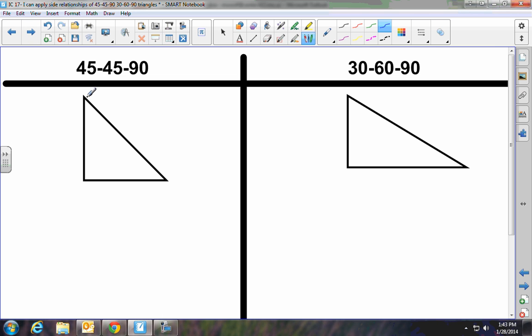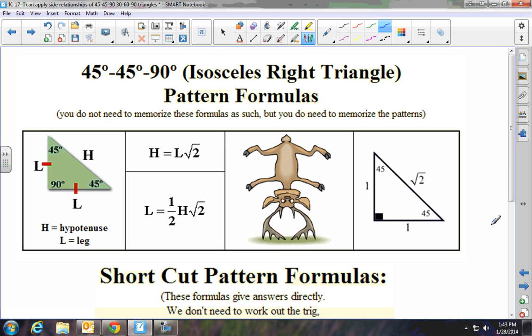So the only number we have to remember for 45, 45, 90s is radical 2. You're either going to times or divide by it. The only two numbers we have to remember for 30, 60, 90s are 2 and radical 3. And you're either going to times or divide. All right? And this is our shortcuts here.